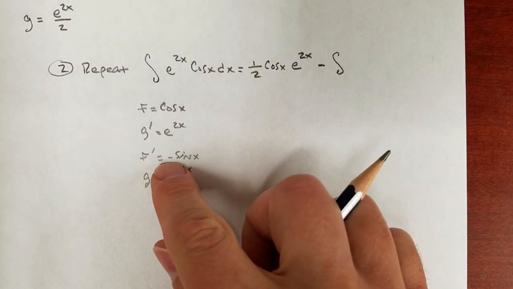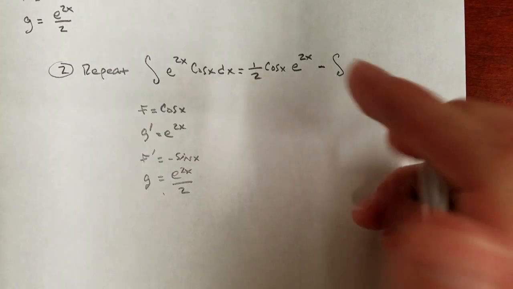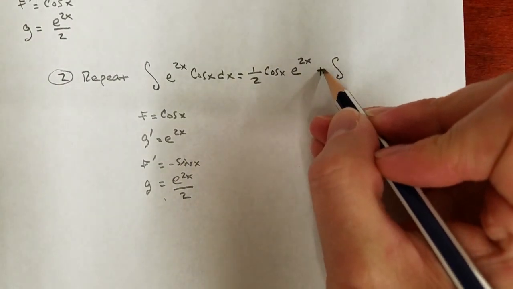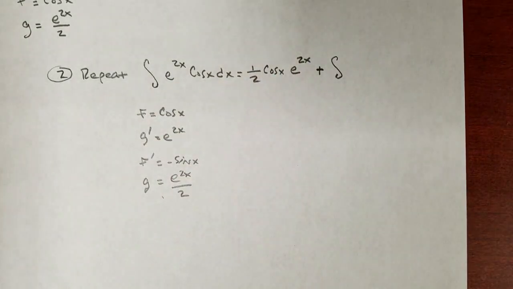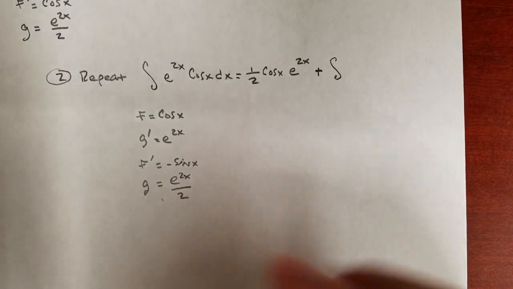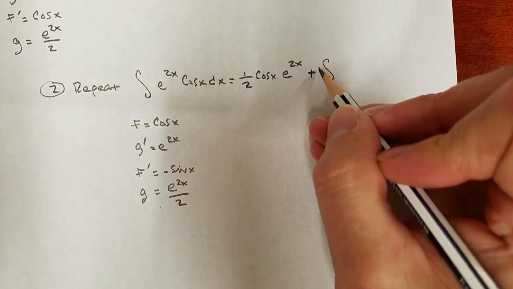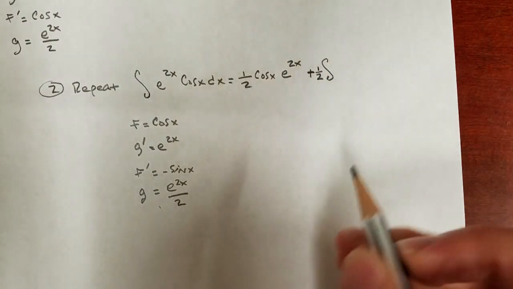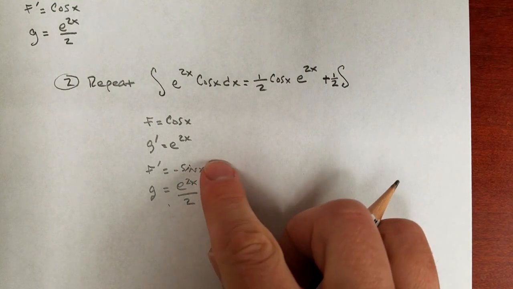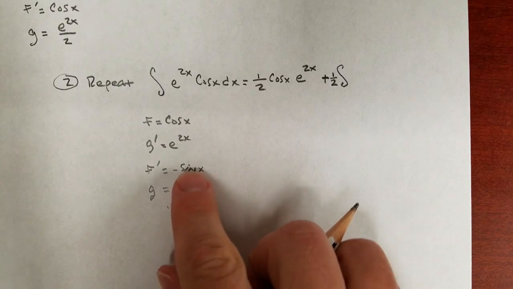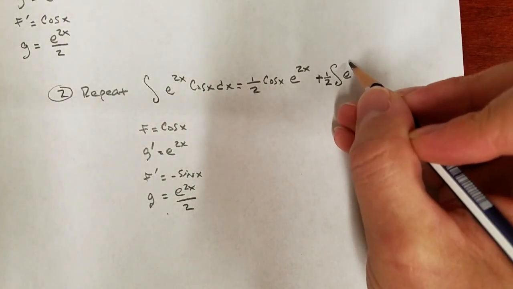Now I notice one of those is negative, so it makes this minus become a positive when you remove the constant of negative 1. But f prime times g, again with a half. When you do f prime times g, you're going to get a factor of a half, e to the 2x sine x.